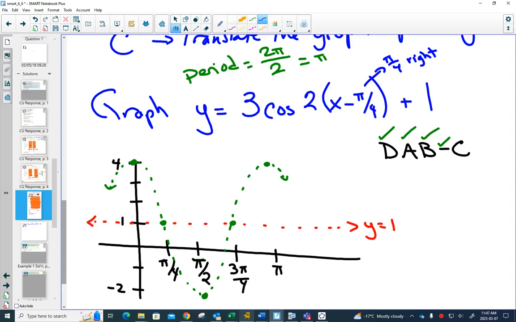So I'm going to take this point and move it exactly 1 ticky mark to the right. This point, move it 1 ticky mark to the right. This one, 1 to the right. This one, 1 to the right. This one, 1 to the right.